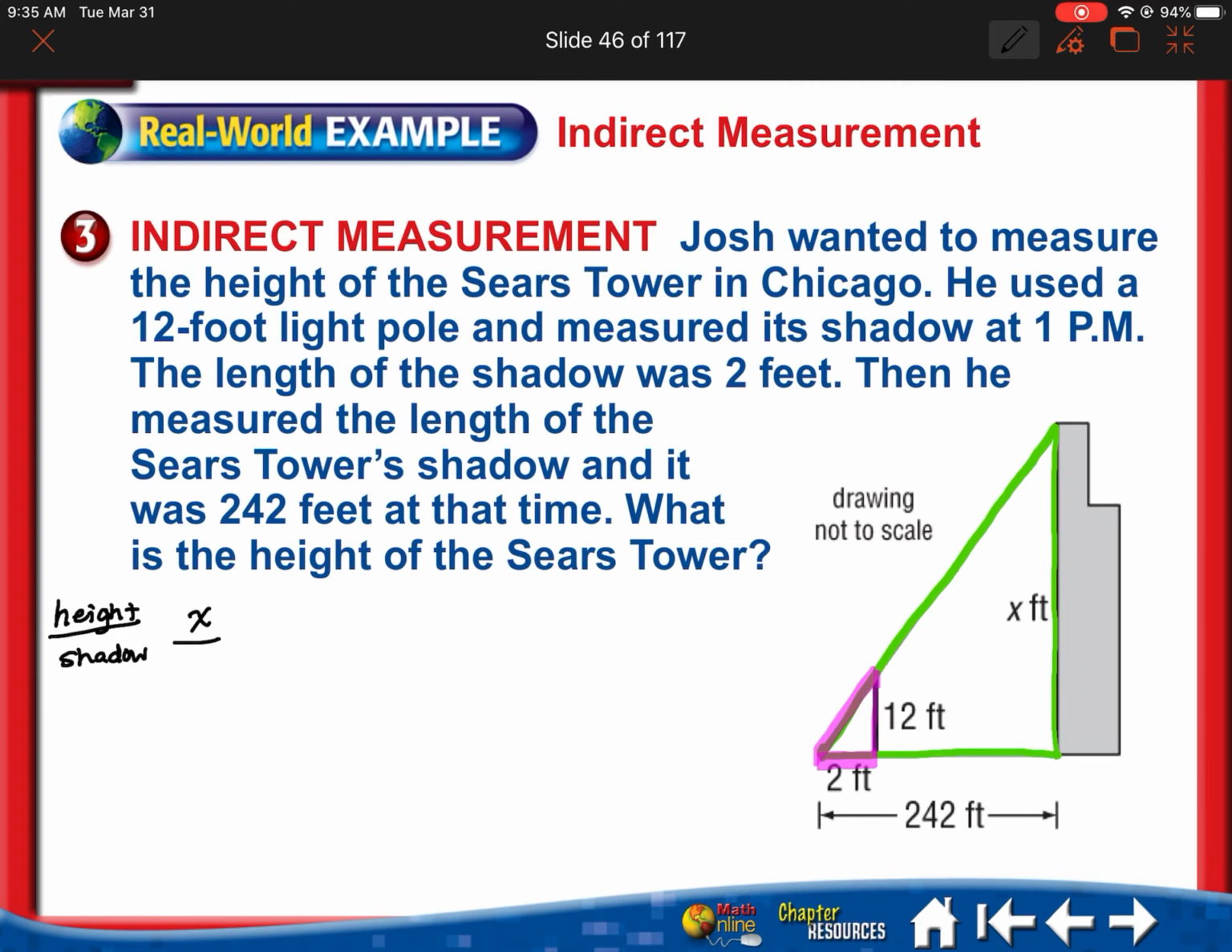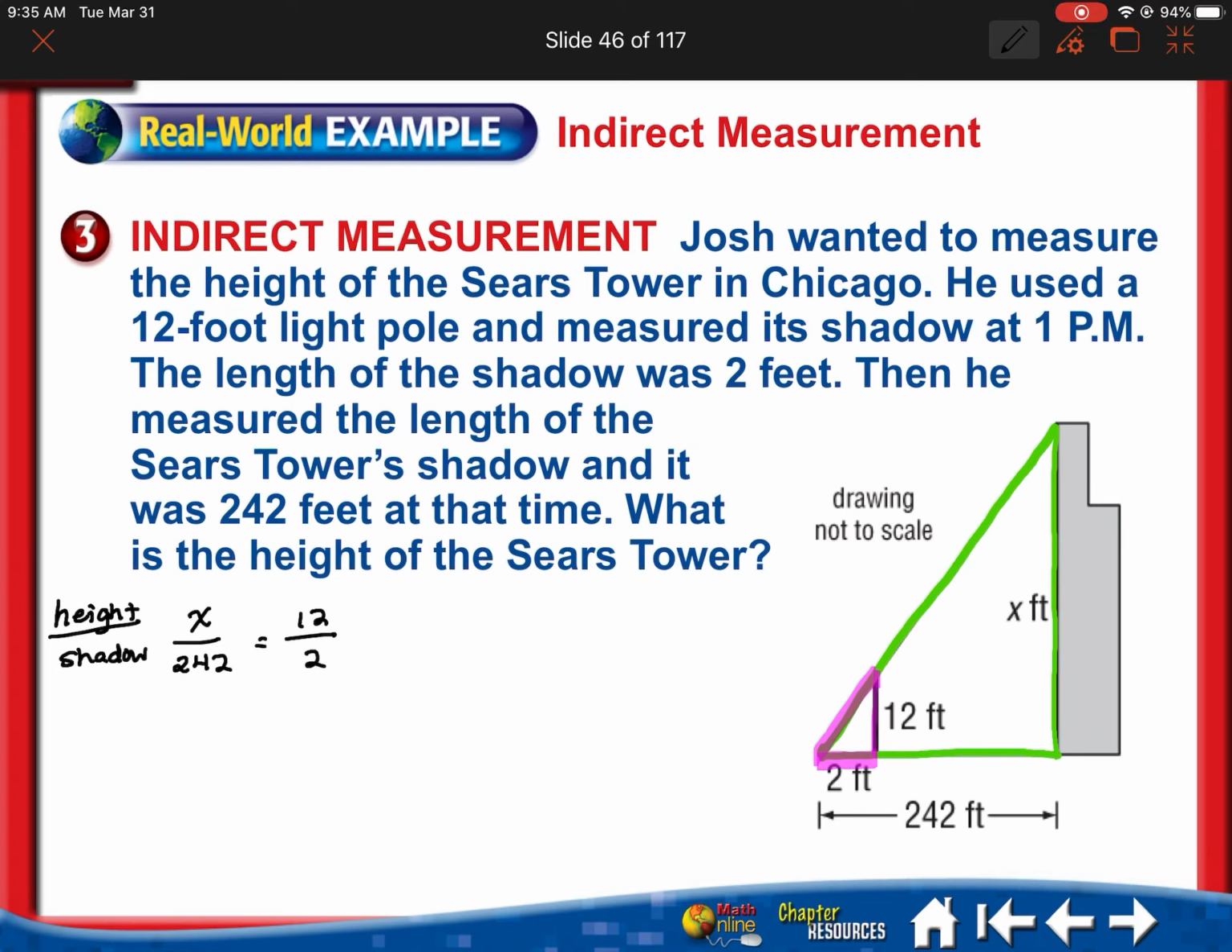What is the shadow of the Sears Tower? And that's 242. We know the height of Josh is 12 feet. I'm sorry, that's not Josh's height. What is that the height of? Oh, the light pole. I was going to say a 12-foot person. So the light pole, I'm sorry, is 12 feet and its shadow is 2 feet.